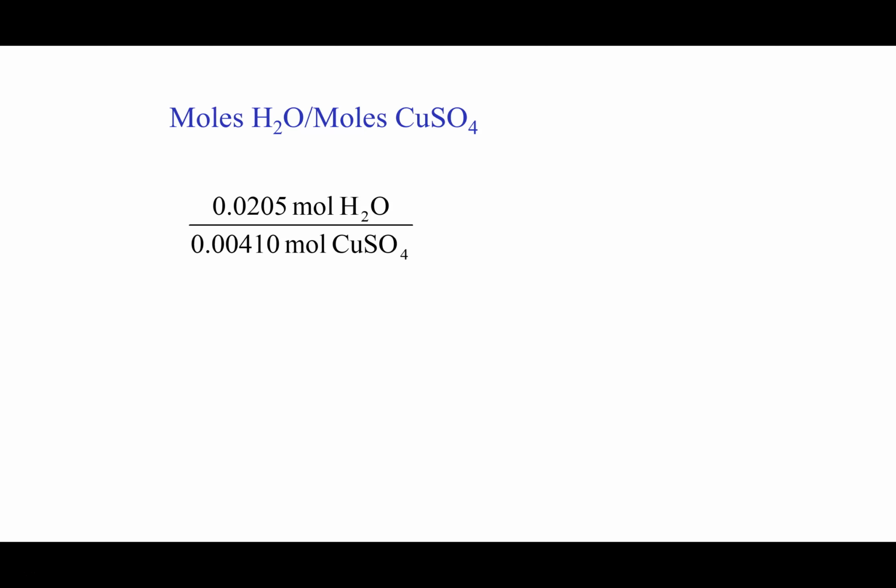So from the previous slide, if you just grab that 0.0205 moles of H2O divided by 0.00410 moles of CuSO4, we're going to round to 3 sig figs. In this sort of problem, you're hoping for a whole number, okay? And we did get a whole number.